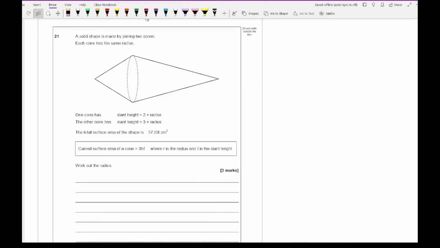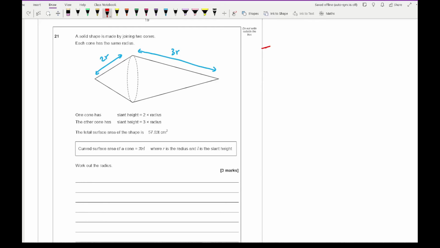Looking at question 21, it says that a solid shape is made by joining two cones. Each cone has the same radius, and one cone has a slant height of 2 times the radius, and the other has a slant height of 3 times the radius. The total surface area of the shape is 57.8 pi centimeters squared, and it's told us the formula to work out the surface area of the cone. The first thing we need to do is label these. This length here is equivalent to 2r, and this length here is equivalent to 3r.